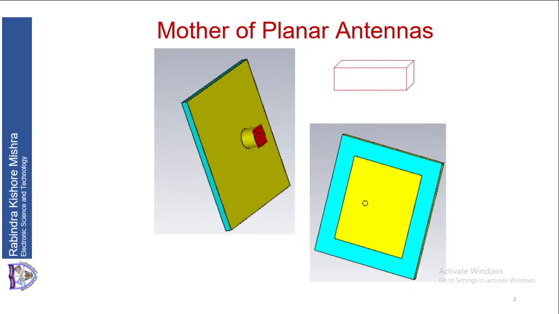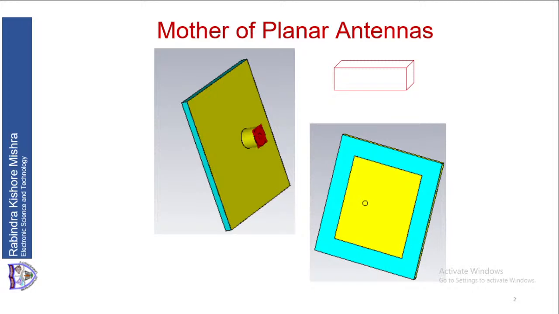So that forms a waveguide cavity, and as you know, the waveguide supports discrete modes. The dominant mode is the TE10 mode. If you compare the waveguide with the microstrip antenna, the microstrip antenna and a section of waveguide are duals of each other. Dual means that where you have an electric wall in the waveguide, you have a magnetic wall in the microstrip antenna.